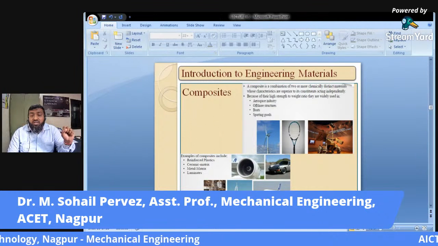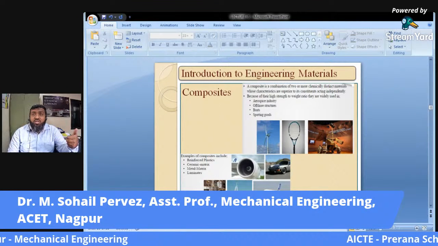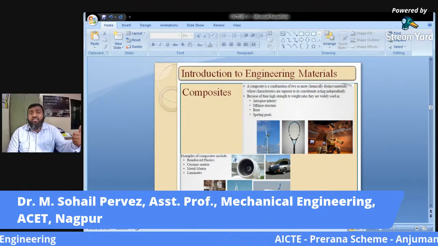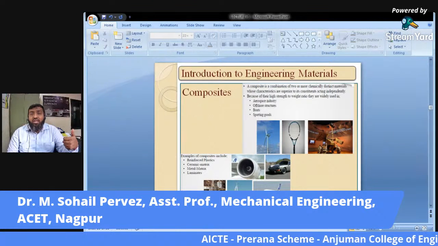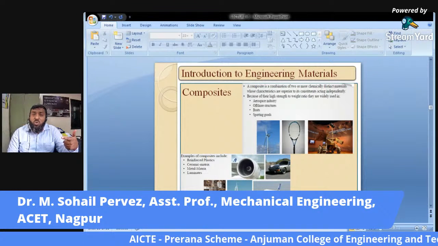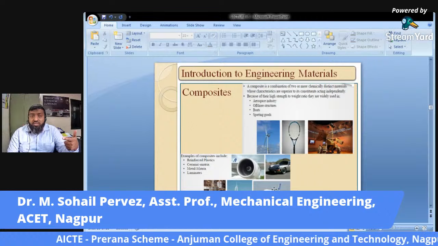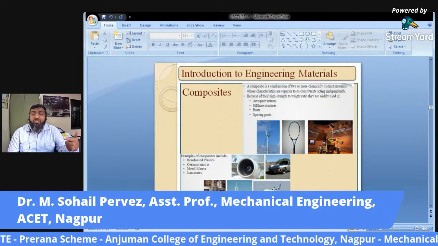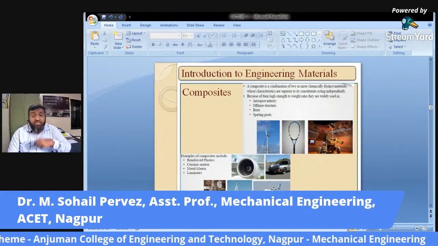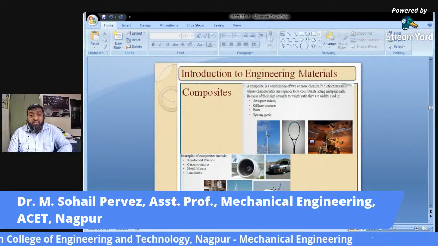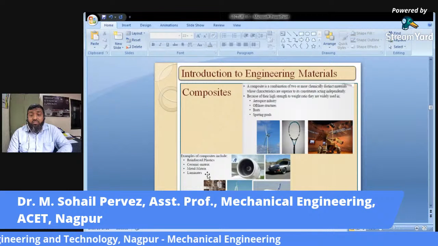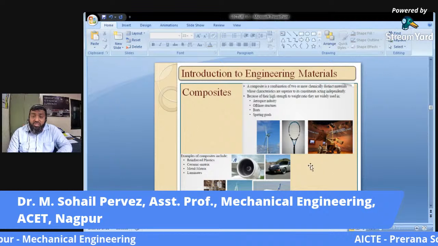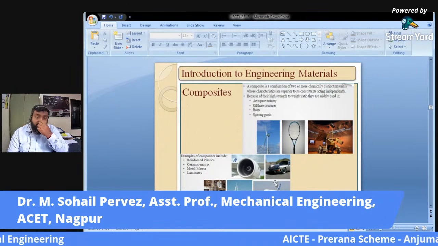Best composites are those having very good mechanical or tensile strength and very low weight per unit weight, very less unit weight. Ceramic matrix, metal matrix, and laminates. So this particular material is again very much useful.